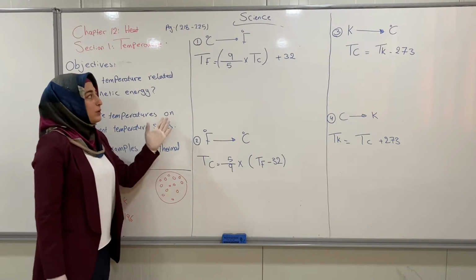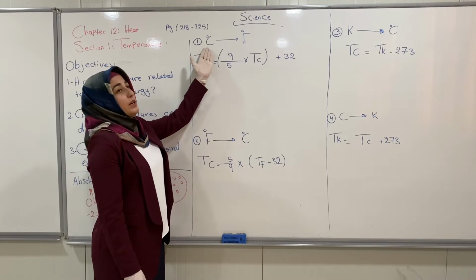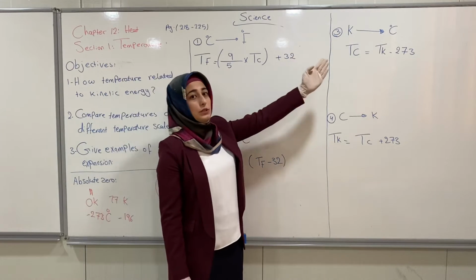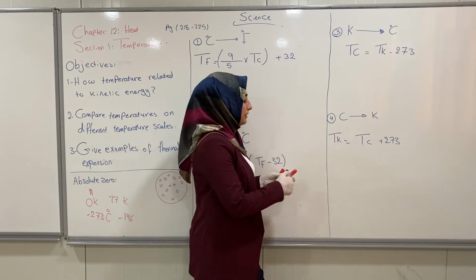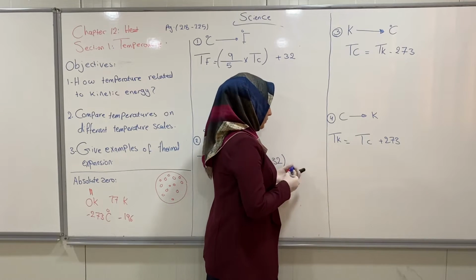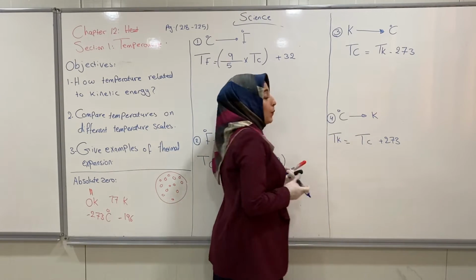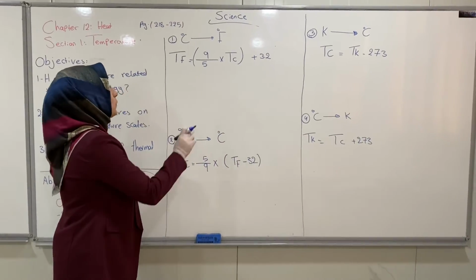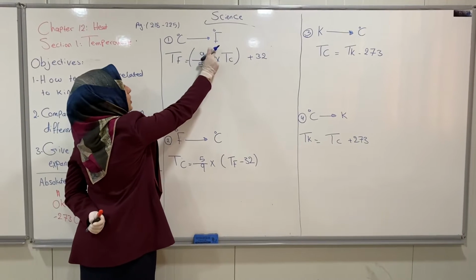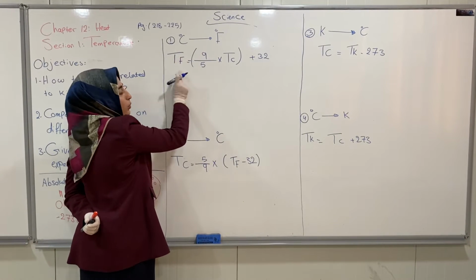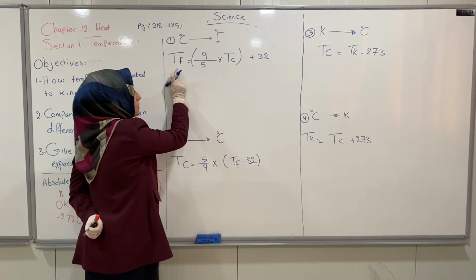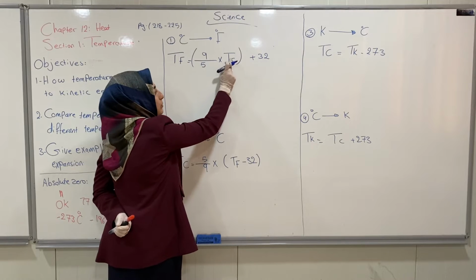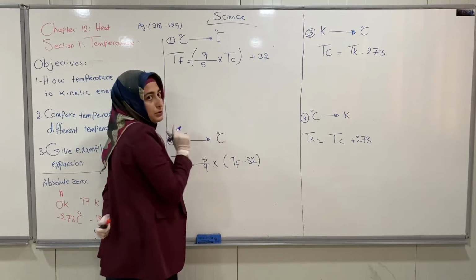And after that, we have to know how we can change degrees Celsius to Fahrenheit, or Fahrenheit to Celsius, Kelvin to Celsius, or Celsius to Kelvin. So we have equations for changing the temperature scales. The first one, changing Celsius to Fahrenheit: the unknown is the temperature of Fahrenheit, so we write it on this side, then the equation says 9/5 multiplied by the temperature of Celsius plus 32.